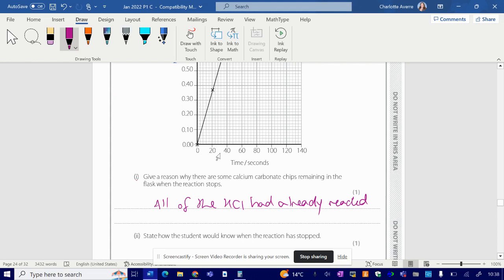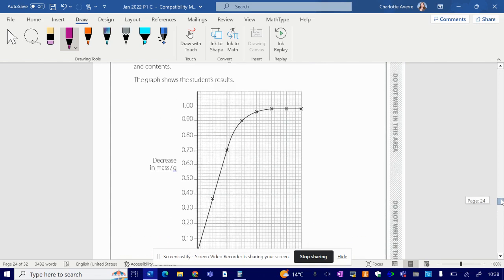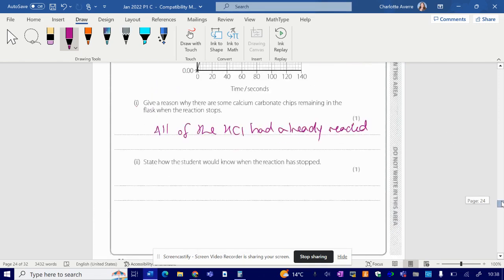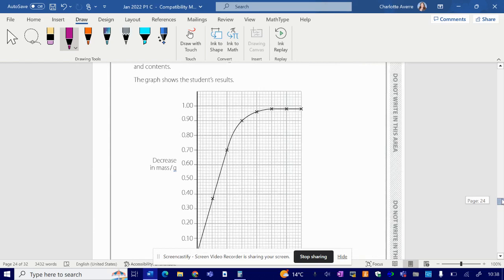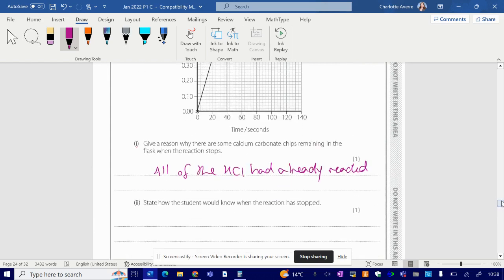Okay, how would the student know that the reaction has stopped? Well, we can see when that happens on our graph. It happens at 100 seconds. How do we know it happened at 100 seconds? Because the mass remains constant.